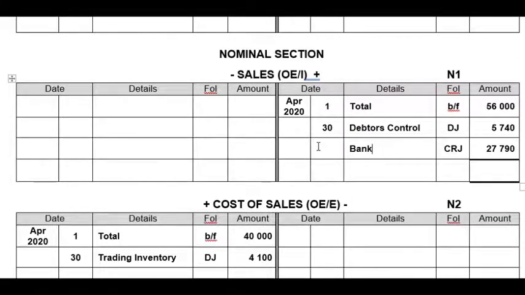Okay, so the reason why I didn't write a date here is because the previous entry was already made on the 30th and we are still on the 30th, so no need to write 30 again. You can if you want to. In this case, the contra account is bank, CRJ, and that was the value.